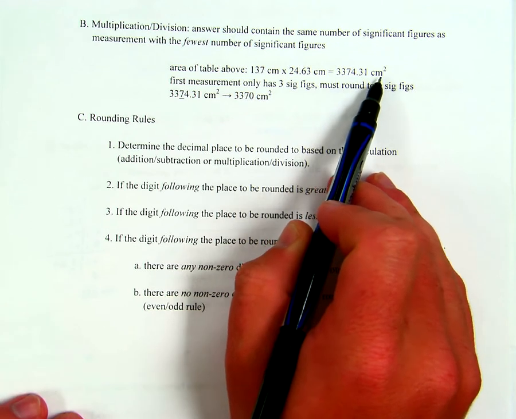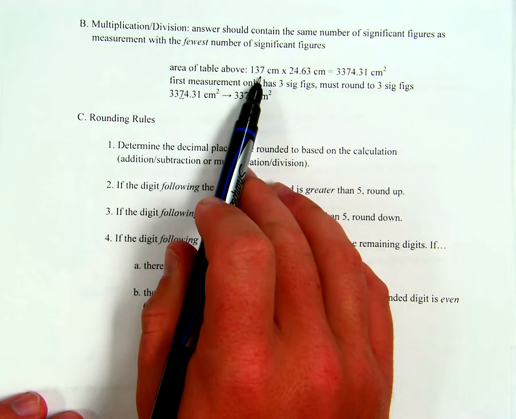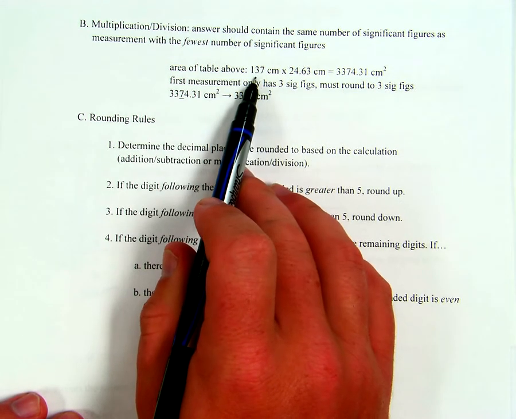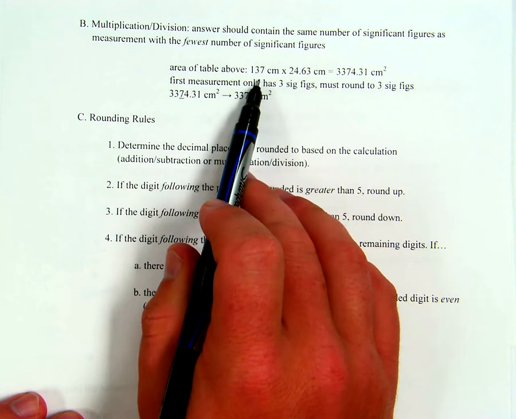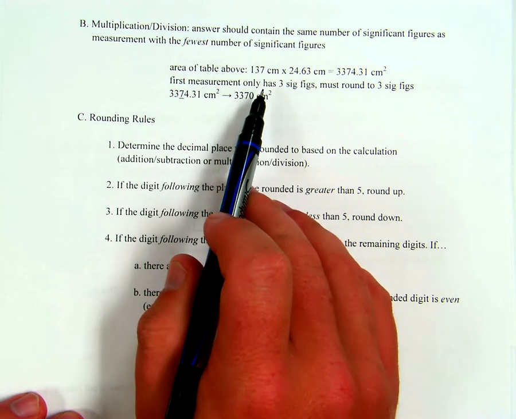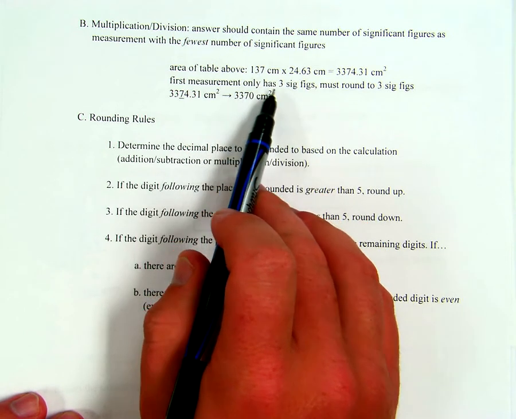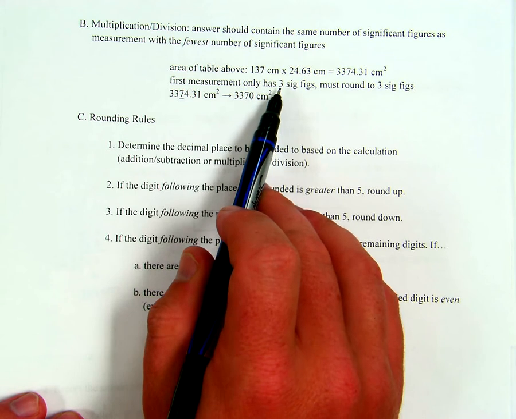3,374.31 square centimeters. But our initial measurement only has 3 sig figs. The second one has 4. 3 is obviously fewer than 4. So I must round my answer to the fewest number of sig figs. I have to round it to 3 sig figs.